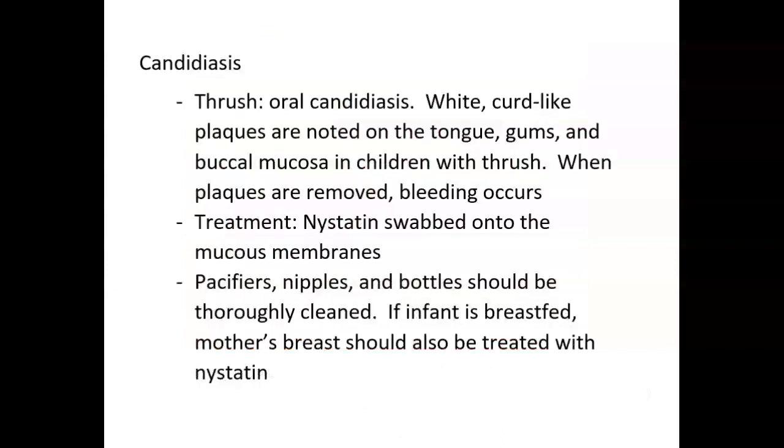Nystatin oral suspension swabbed onto the mucous membranes of the mouth is effective in treating thrush. Because cotton-tipped applicators tend to absorb the medication, a more effective method of administration is to rub the suspension onto the mucous membranes with a gloved finger. To increase the amount of time the medication is in contact with the mucous membranes, nystatin should be applied after feedings.